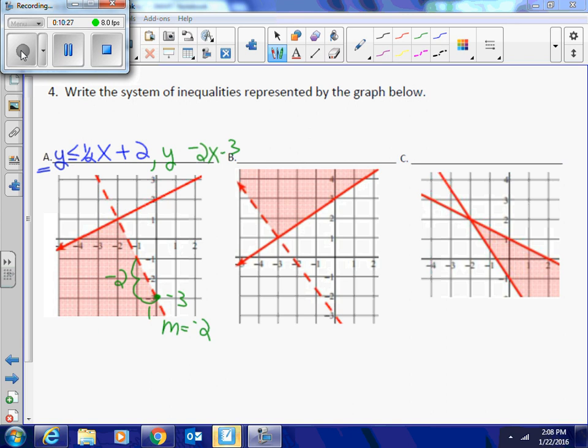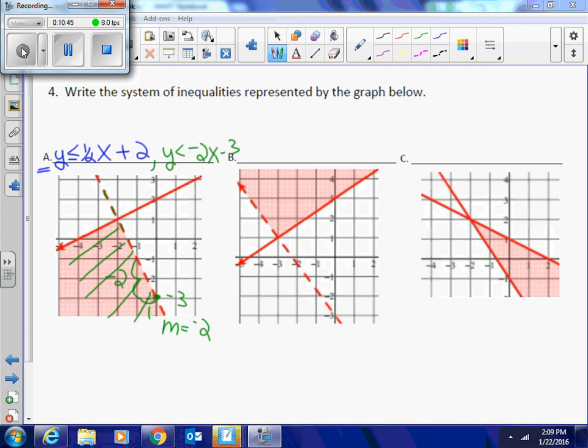Now I've got to decide which way to write my inequality. I know I'm not going to have an equal to bar because this is a dotted line. And I notice that if I look at this line, I am shaded below that line. That means that y will be less than -2x minus 3.